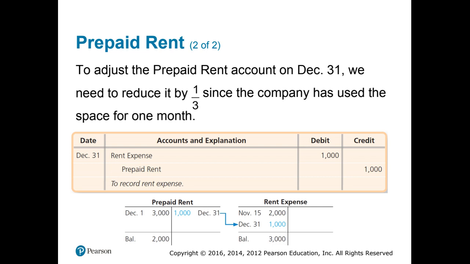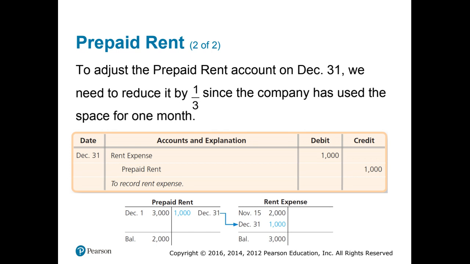So we're going to debit rent expense because now it's being expensed. So we're debiting rent expense for $1,000, and we're going to credit prepaid rent to reduce the amount of prepaid rent that we have by $1,000 because we've now used that $1,000 and expensed it in this month. And our note is going to be to record rent expense.